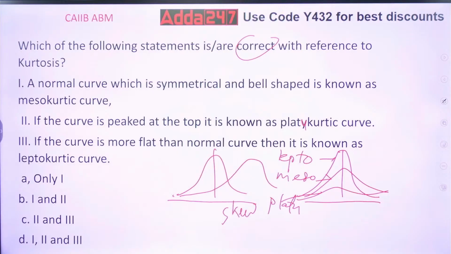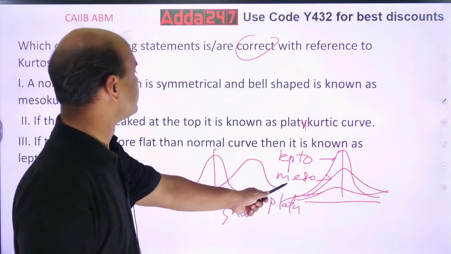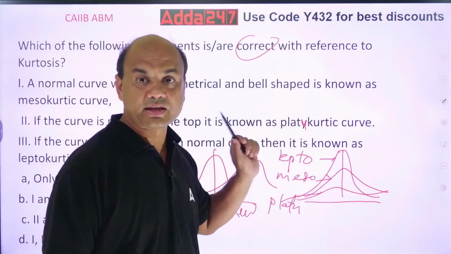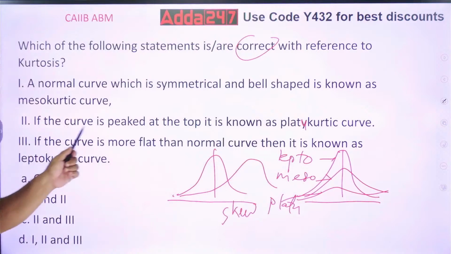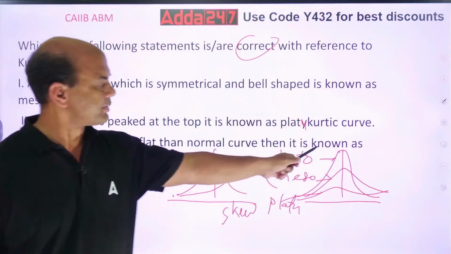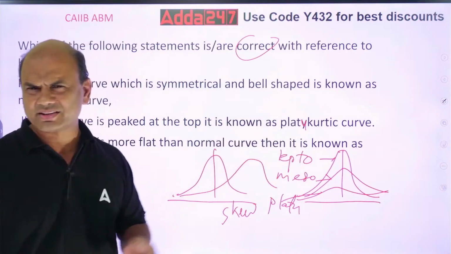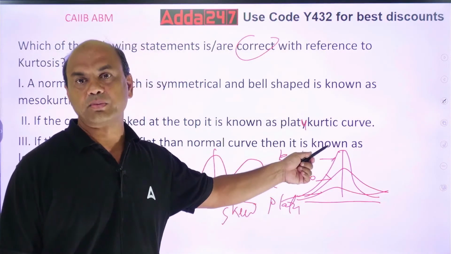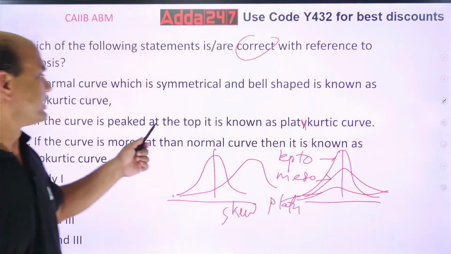First one: a normal curve is symmetric and bell-shaped, known as mesokurtic. So the first one is correct, because see this middle one which I have given, meso. Symmetric and bell-shaped is mesokurtic. That is correct. If the curve is peaked at the top, it is known as platykurtic. Is it so? No. Plateau is flat. The top one is lepto. So the second one is wrong.